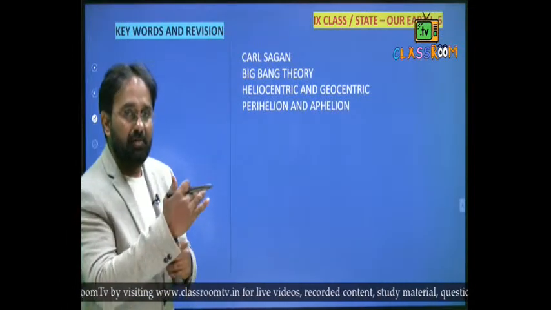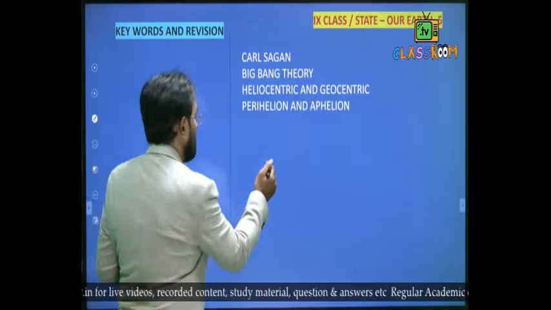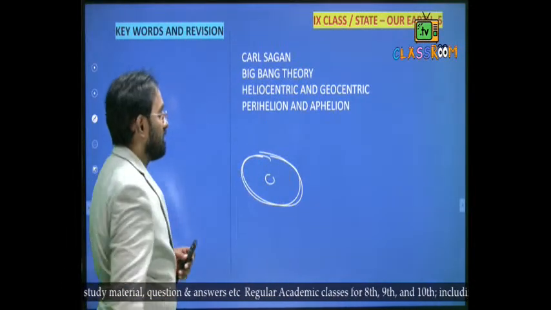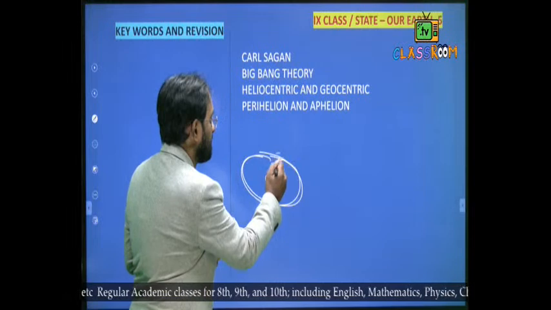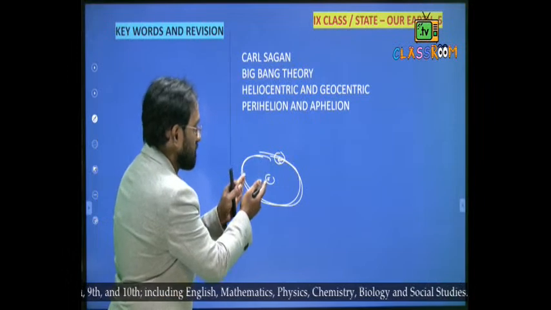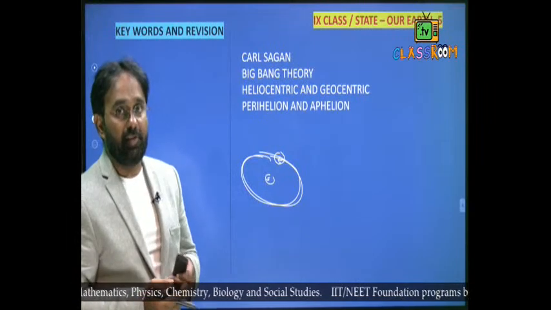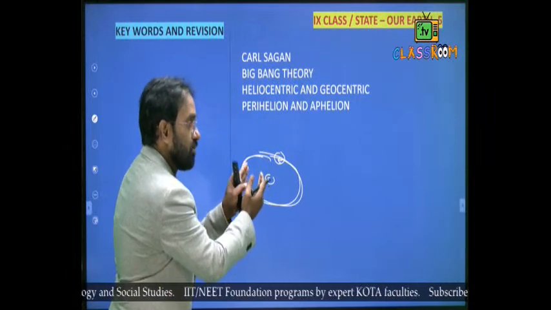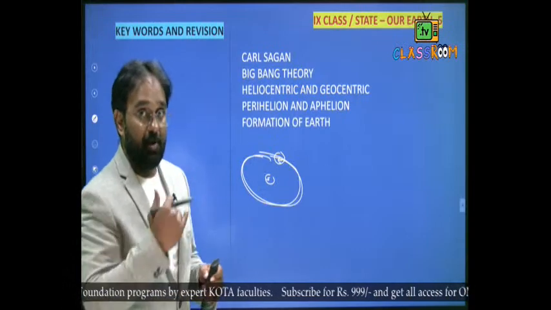Next we have to discuss perihelion and aphelion. When earth is revolving around the sun, this is the sun and this is the earth. Whenever earth is closer to the sun, that is called perihelion, and whenever it is away from the sun, that is called aphelion. This is what we have discussed in relation to the position of the earth when it is revolving around the sun.